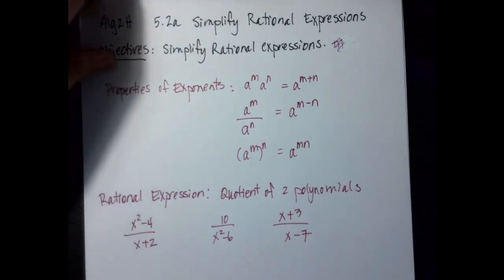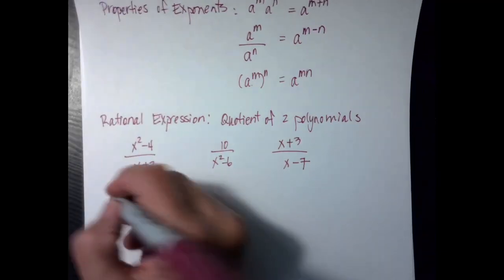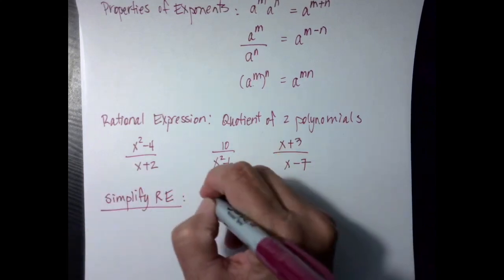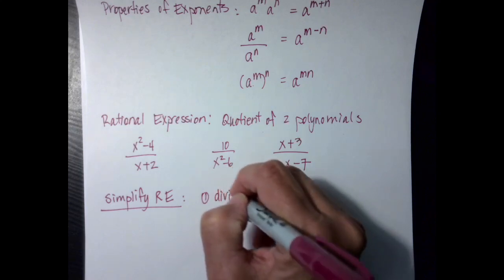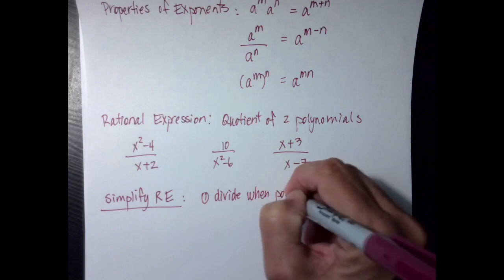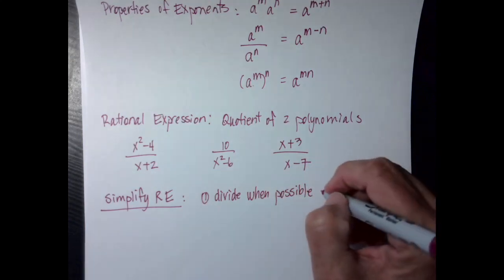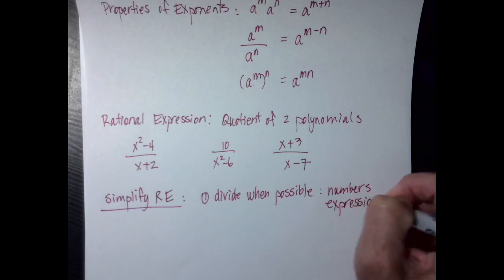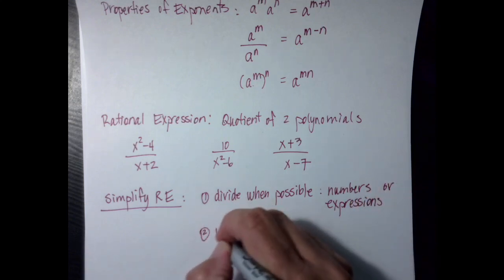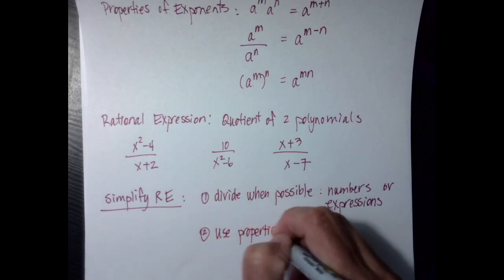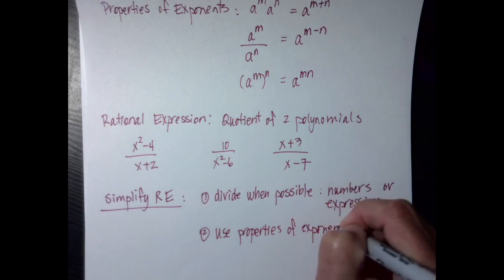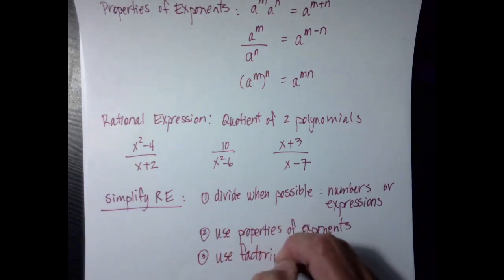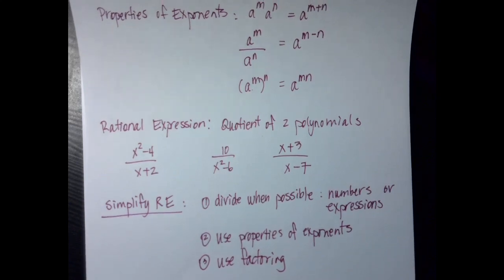And of course, when we deal with mathematics, we have to make sure that we simplify things. So let's talk about the rules to simplify a rational expression. Number one, I want to divide when possible. And typically with this, we can be talking about numbers or expressions, either one. Number two, we're going to use our properties of exponents. And we're going to use our favorite F word, factoring. So we're just going to start in with some examples, and we can practice all of our different techniques.